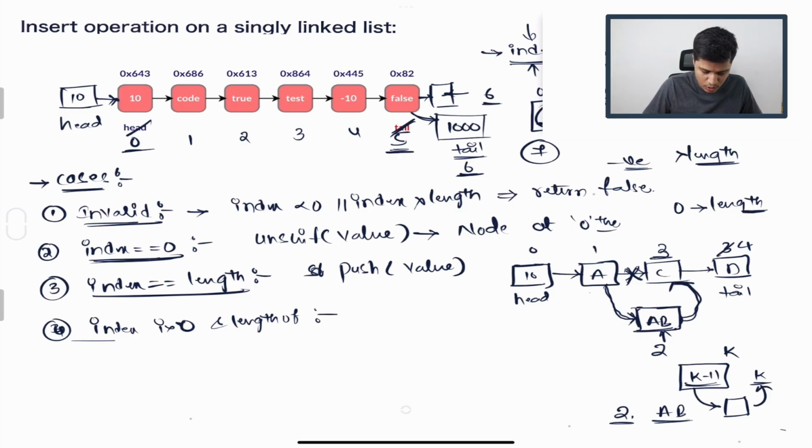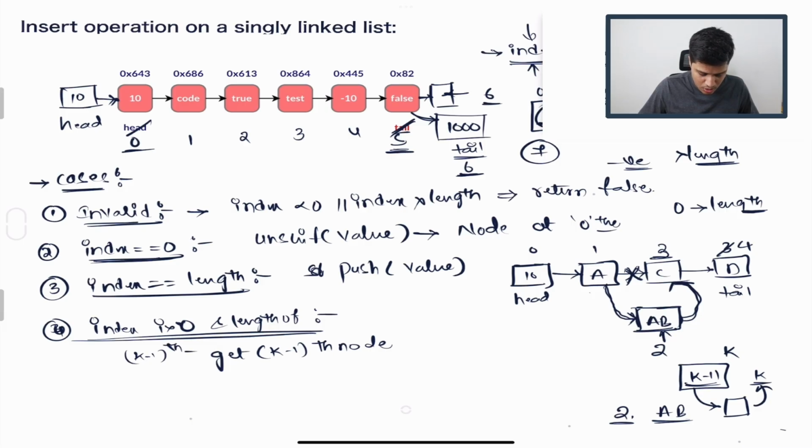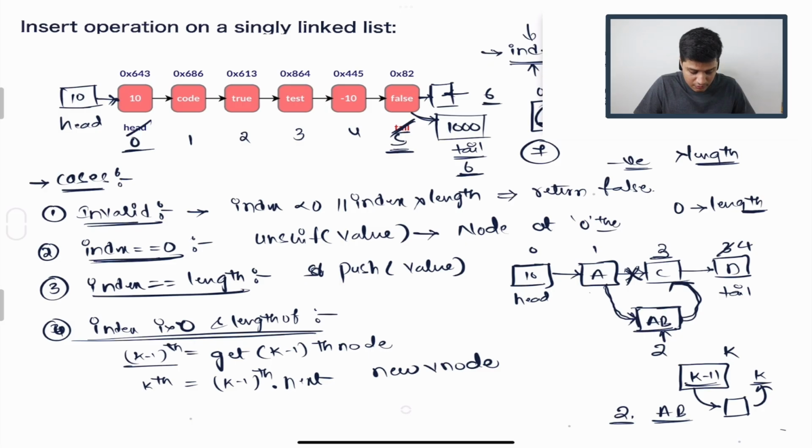If this is the case, what we will do, first we will get the k minus 1th node. Once we get the k minus 1th node, this is k minus 1th node. Now the kth node will be this k minus 1th node dot next, right? Now with whatever the value that user has passed, we will create a new node to it. Now this k minus 1th node next should be this new node that we have created. That's why k minus 1th node dot next will be equal to new node.